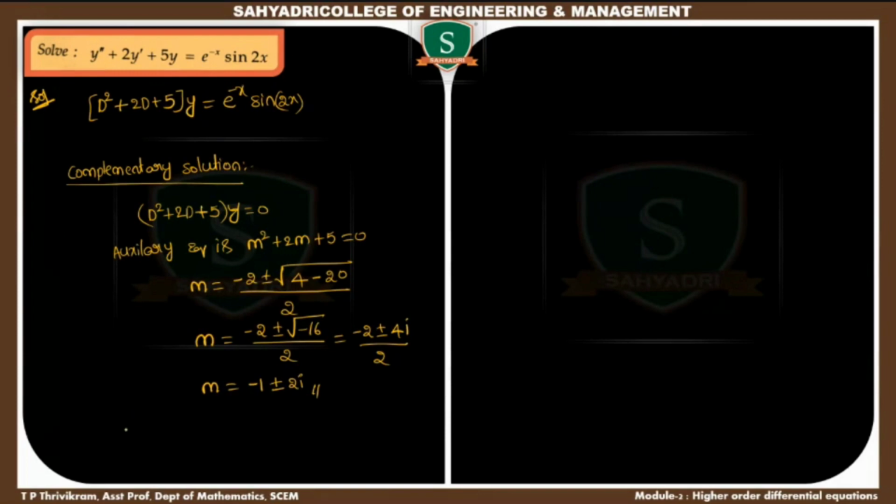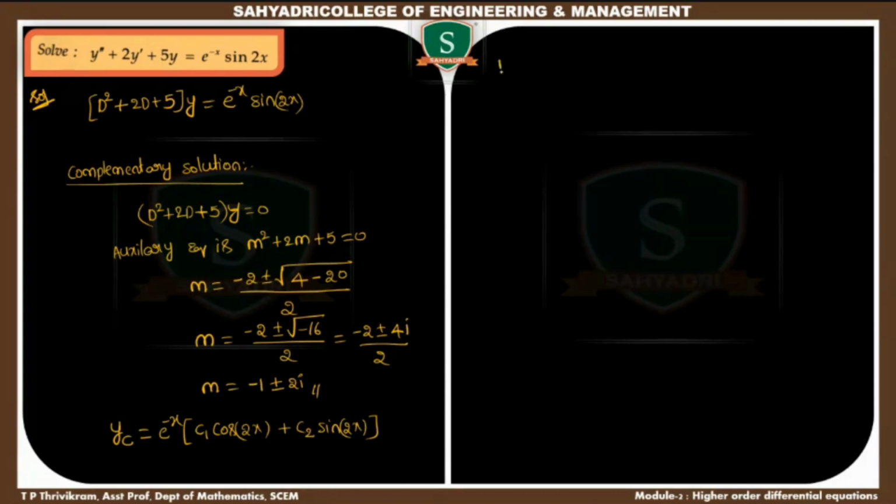Okay. So how to write the solution for this? Yc is equal to, Ravina, can you tell? Yes, sir. e raised to minus x into C1 cos 2x plus C2 sin 2x. Okay. So this is about Yc.